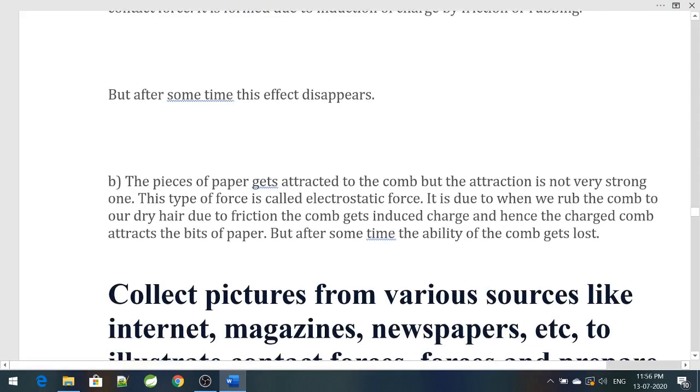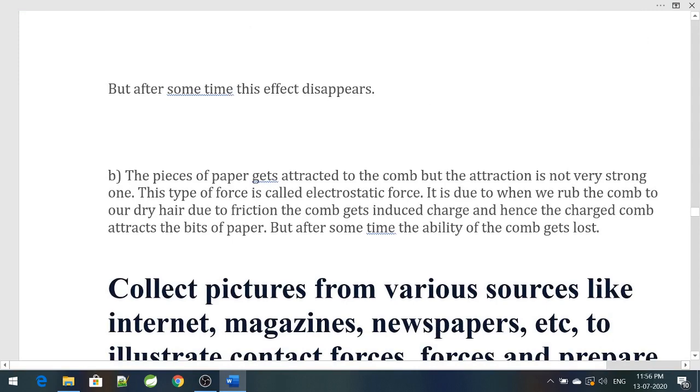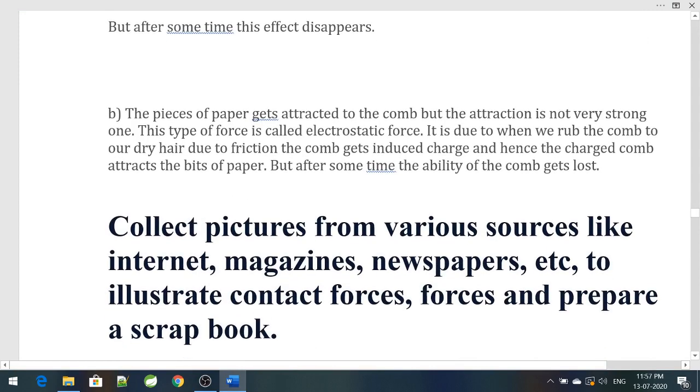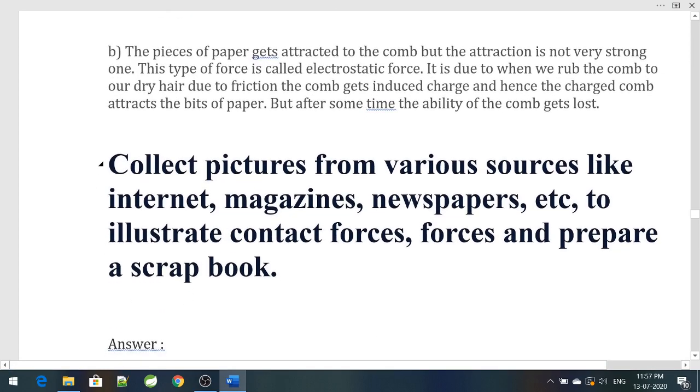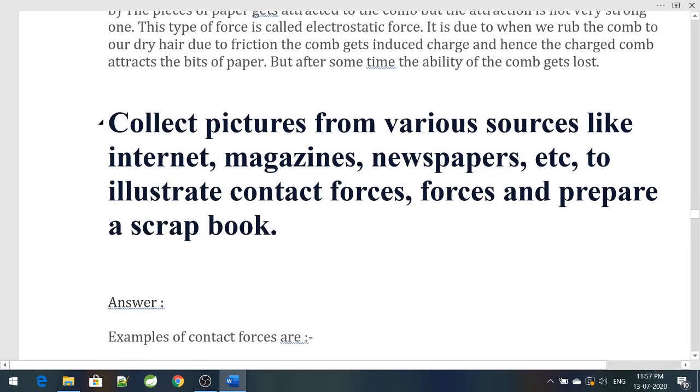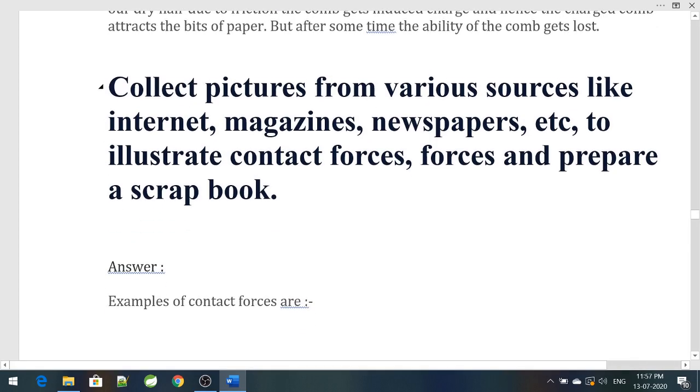And second one, the piece of paper gets attracted to the comb but the attraction is not a very strong one. This type of force is called electrostatic force. When we rub the comb on our dry hair, due to friction the comb gets charged, and hence the charged comb attracts the bits of paper. But after some time the ability of the comb gets lost. Okay, it won't possess any charges anymore.